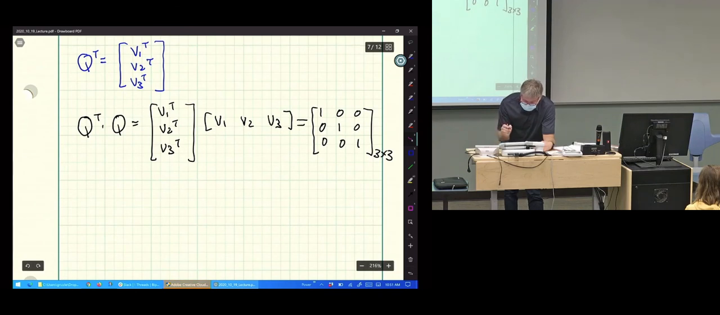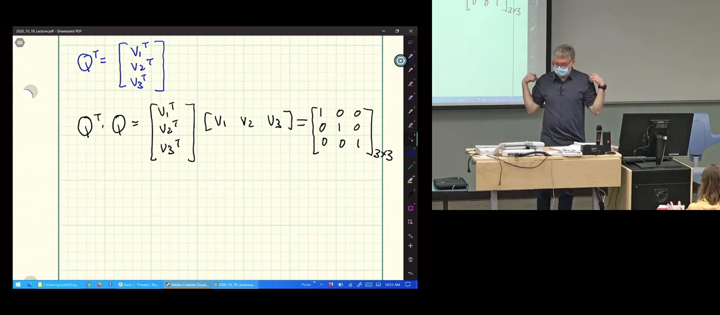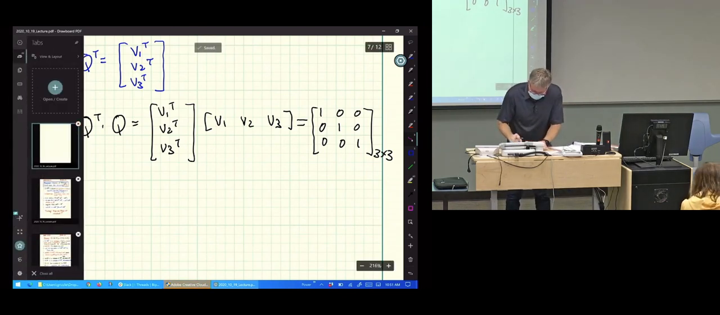Okay, so my clock has ticked over. I will pick us up here, and we will write down the consequences of how these vectors and the columns are related to each other, and then we'll find an algorithm that produces that property for us.